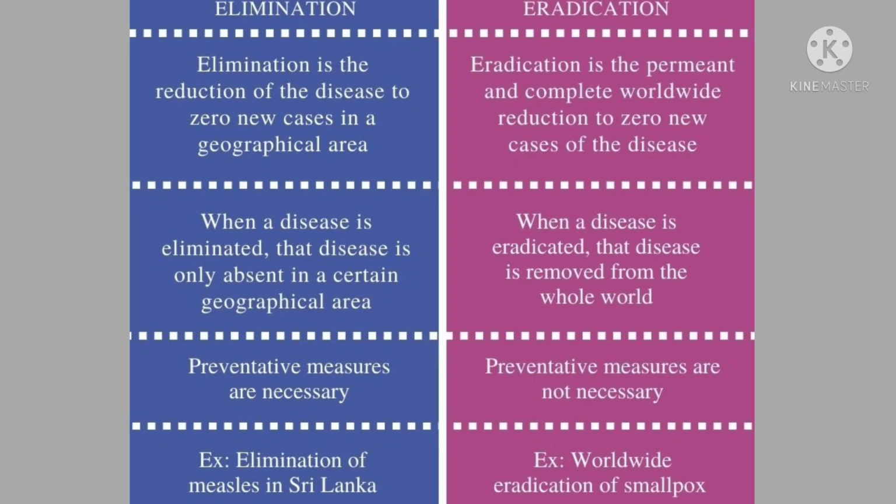Elimination is the reduction of a disease to zero new cases in a geographical area. But eradication is the permanent and complete worldwide reduction to zero new cases of the disease. When a disease is eliminated, it is only absent in a certain geographical area, but when a disease is eradicated, it is removed from the whole world. In elimination, preventive measures are necessary, but in eradication, preventive measures are not necessary. Example in elimination is elimination of measles in Sri Lanka, and eradication is worldwide eradication of chickenpox.